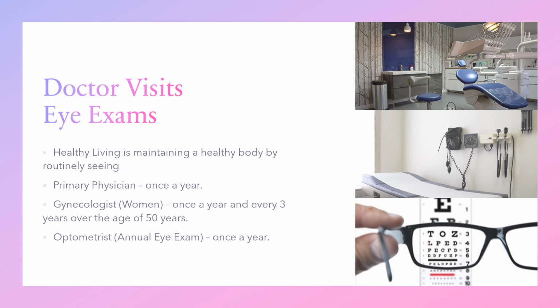Doctor's visit and eye exam. Healthy living is maintaining a healthy body by routinely seeing your primary physician once a year for your annual checkup. Women seeing the gynecologist once a year. Once every 3 years, depending on your age if you're over 50. And seeing the optometrist once a year for good eye care.